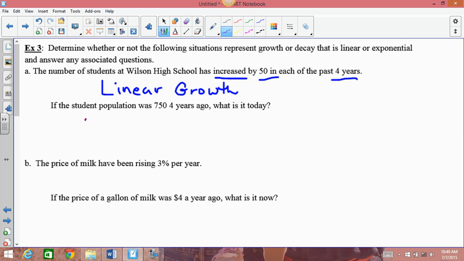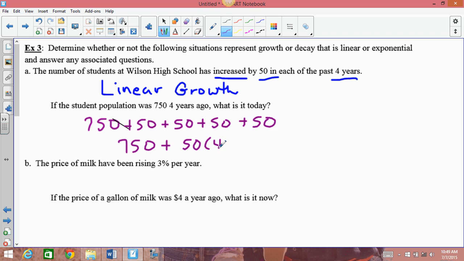I would take that 750 and I'm increasing by 50 each of those 4 years. So I'm going to increase by 50. I can say, okay, there's the first year, the second year, here's the third year, and here's the fourth year. We could say, well, that's 750 plus I'm going to increase by 50 4 times. Either way you want to do that, okay? Ultimately, it doesn't matter how you compute that. You should end up with that being 950 students 4 years later.